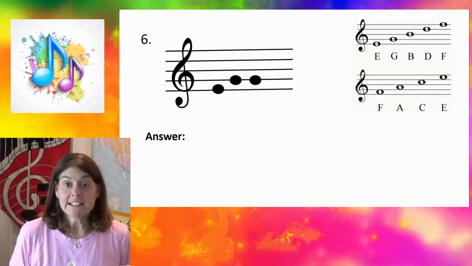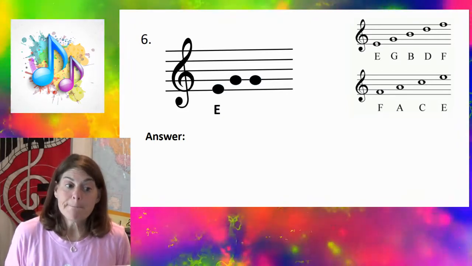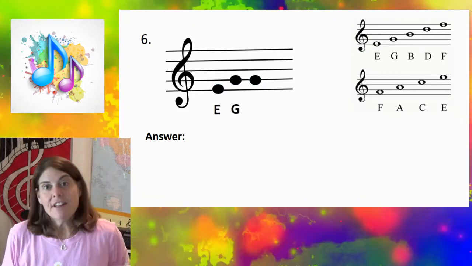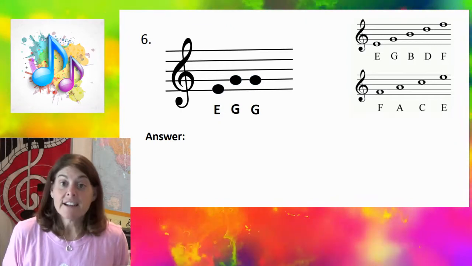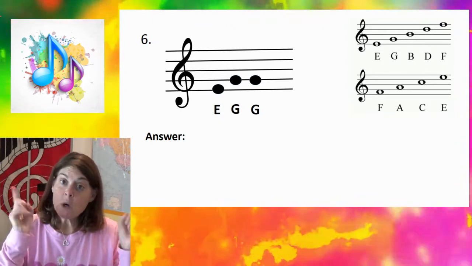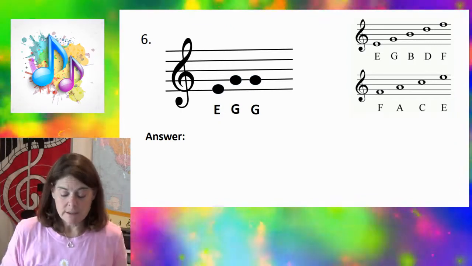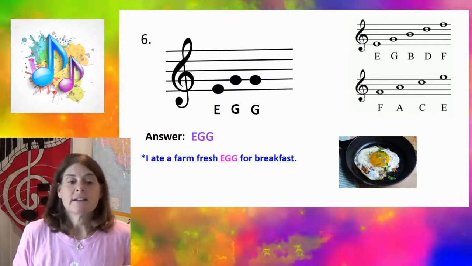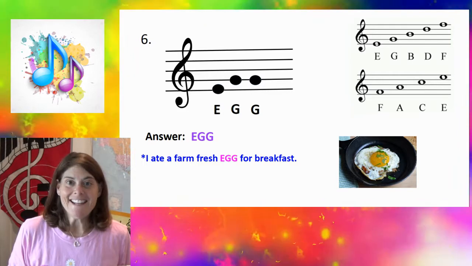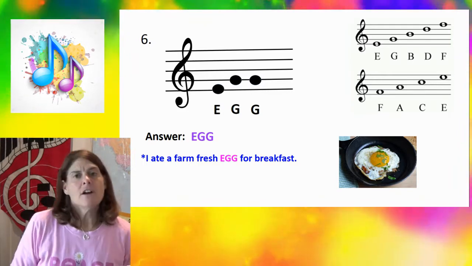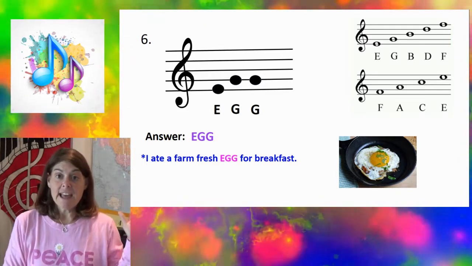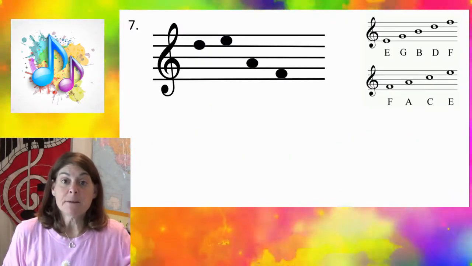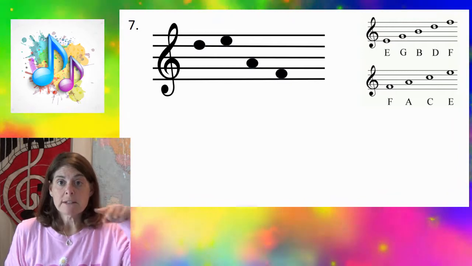Number 6, first note, E, second note, G, third note, G. Again, second and third note, same note. Answer, egg. Woo, I ate a farm fresh egg for breakfast. Yeah, so good.